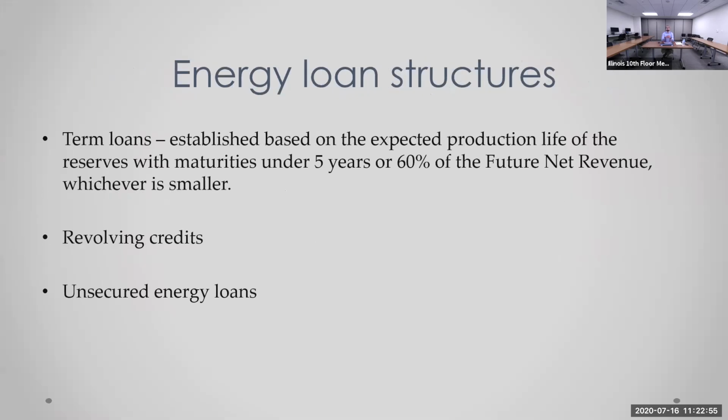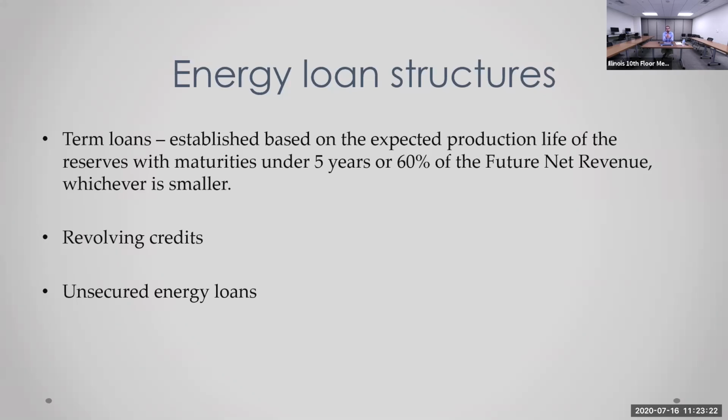All right. So now that we talked about all the loan types, let's talk about loan structures. So if you come into the bank and you want to borrow money, what do you expect from us? There are 3 main loan structures that are very common. It's either term loans, revolving credits, or unsecured energy loans. Now, term loans.